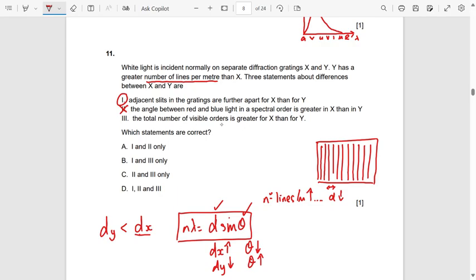And then number 3, the number of visible orders is greater. So now we're going to look at n. That was for part 2, that was for part 1, and then for part 3, the total number of visible orders. So let's go back to this, and we're going to be comparing n and d. If dx is bigger, n is bigger. So that is true. So it's 1 and 3, and that's B.